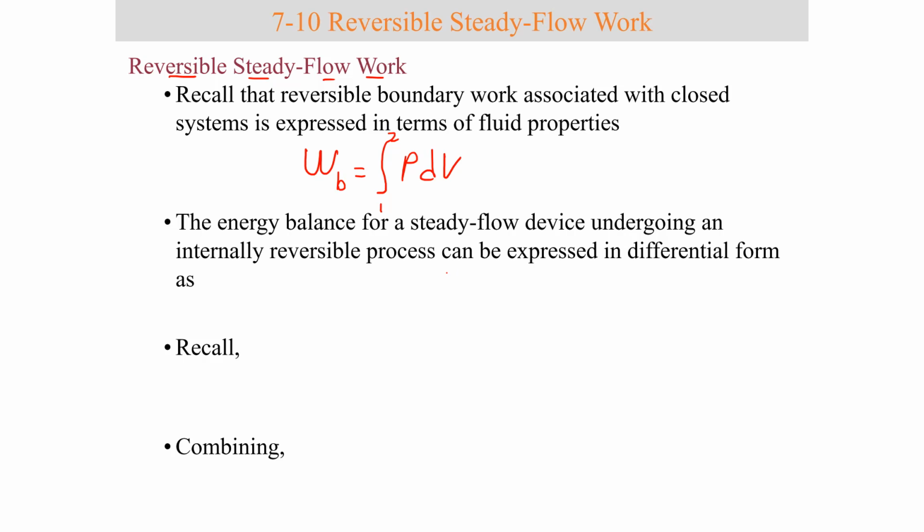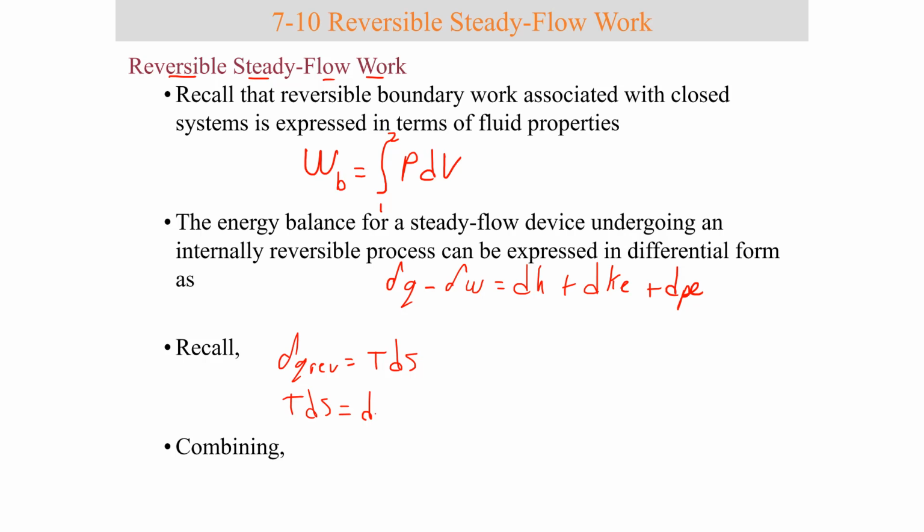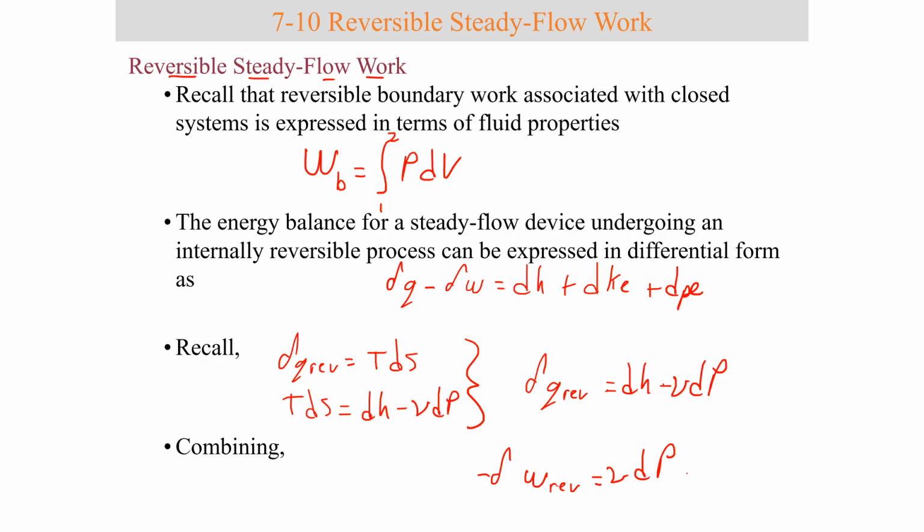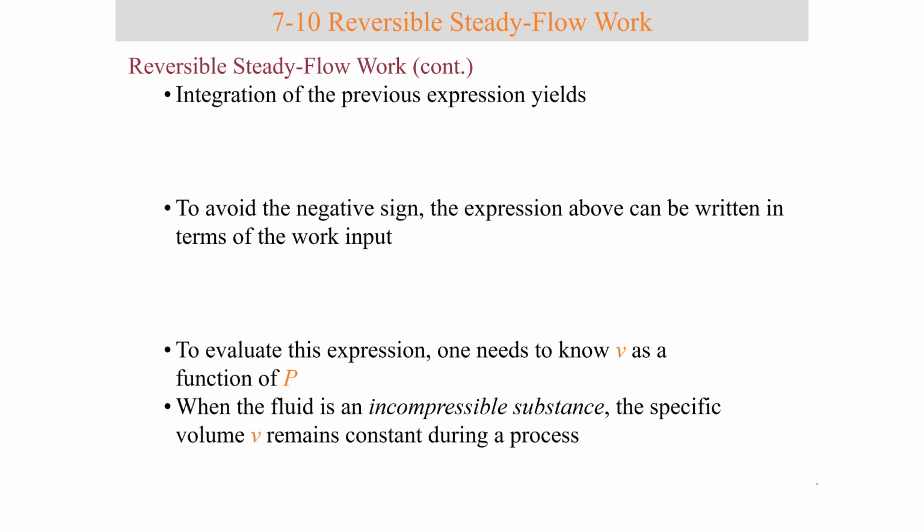Now, the energy balance for a steady flow device undergoing an internal reversible process can be expressed in differential form as follows. If we take that expression, and recall that reversible heat transfer can be expressed as TdS, and TdS can be further expanded by one of the TdS relationships, we can combine all these expressions through some algebra to get down to the following form, where reversible work is equal to v dP plus potential and kinetic energy.